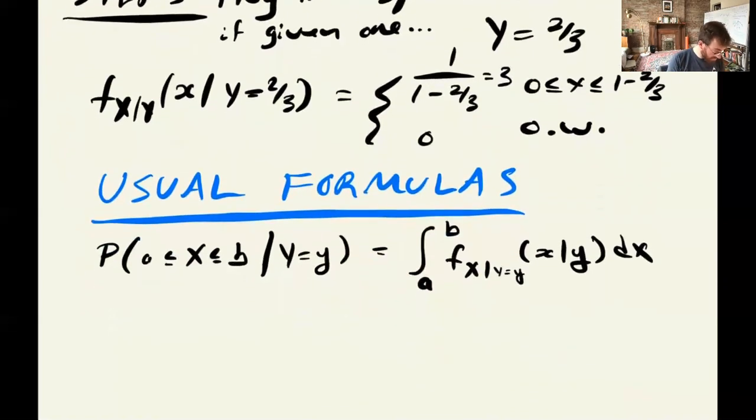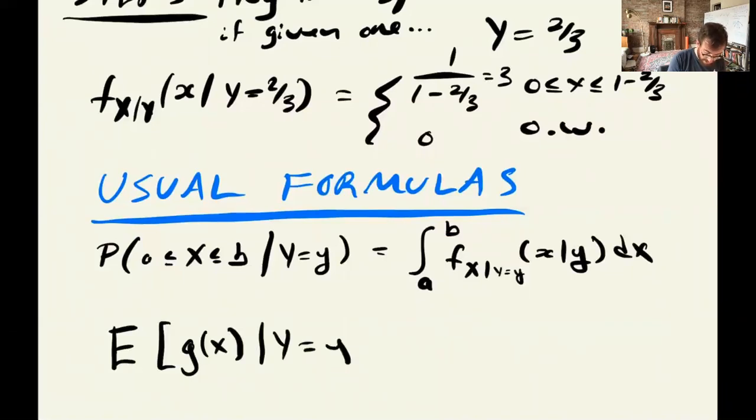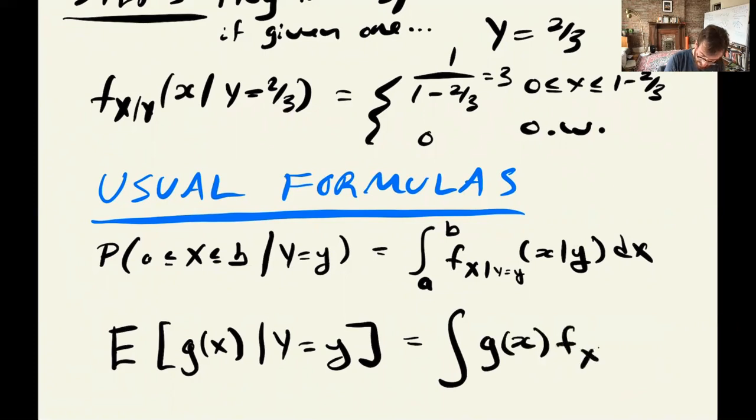Additionally, if I want to compute any expectation of some function g of x conditioned on y equals little y, then I'm just going to integrate g of x over the entire range, but again, where this is multiplied by the conditional density.